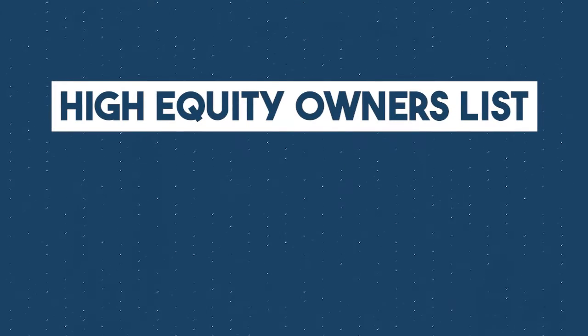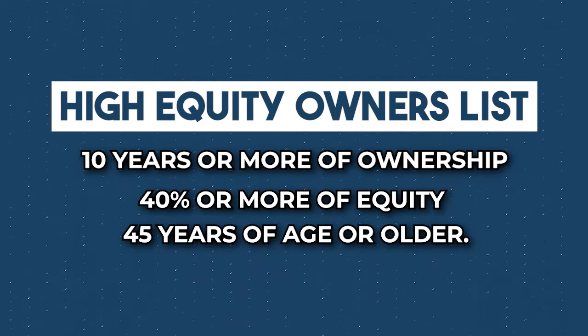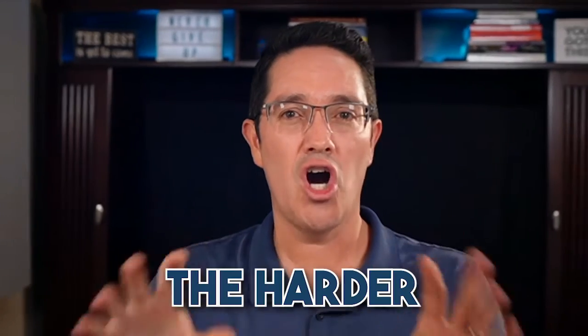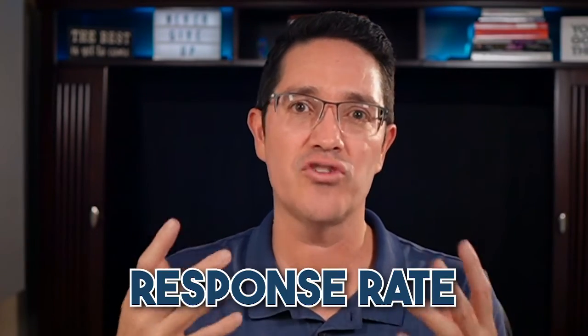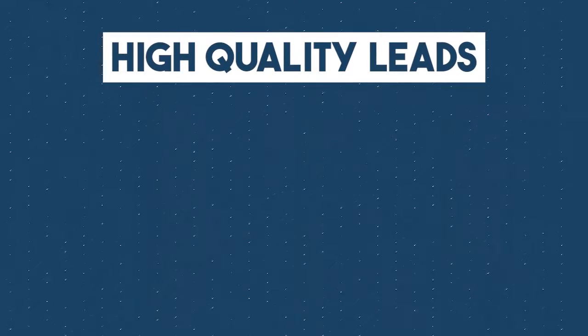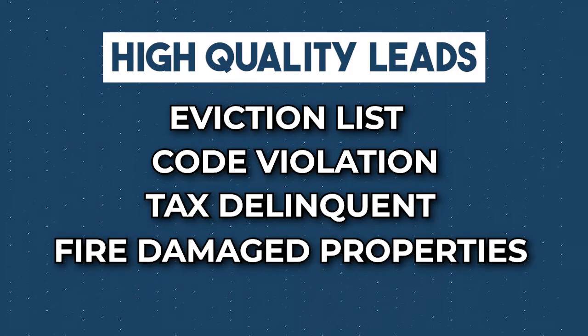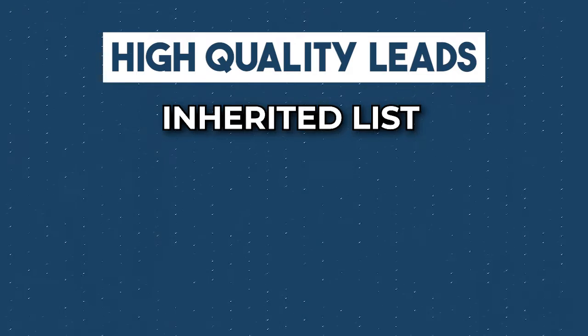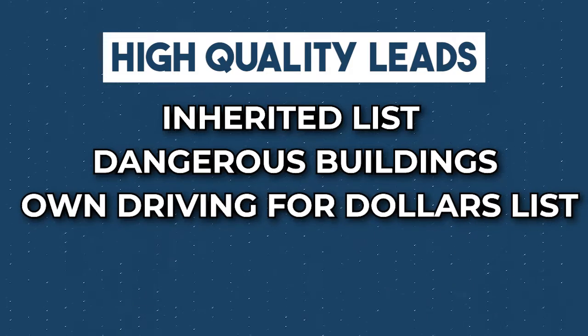Another good list to mail is the high equity owners list that has 10 years or more of ownership, 40% or more of equity, and 45 years of age or older. Remember, the harder the list is to find, the less competition you have, so the better the response rate will be. So these hard to find lists are as follows. We got the eviction list, the code violation, the tax delinquent, fire damage properties, probate or inherited list, condemned buildings or dangerous buildings, and finally, your own driving for dollars list.